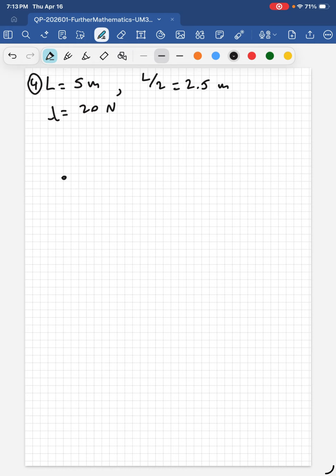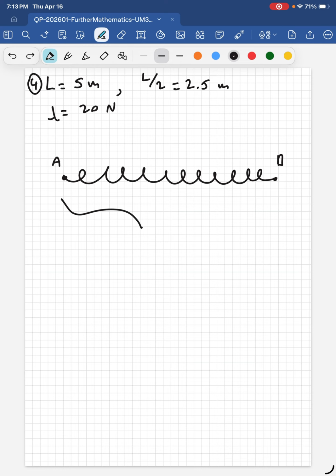Great. So initially, we have the string attached between points A and B. So this is our string. Okay, so 6 meters. So that's the initial situation.